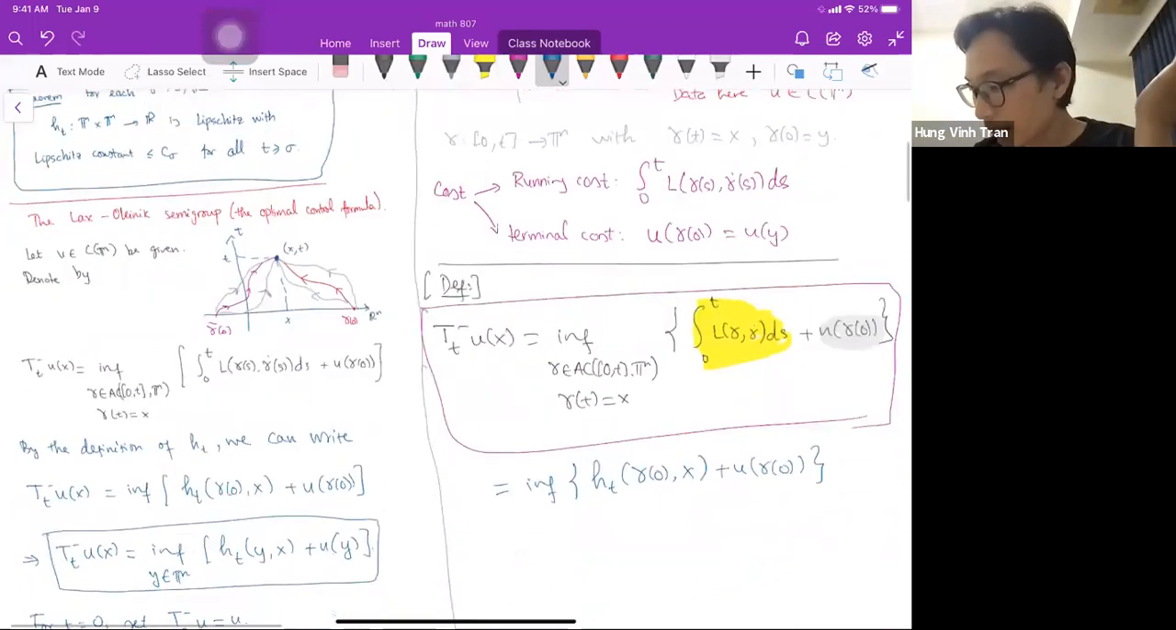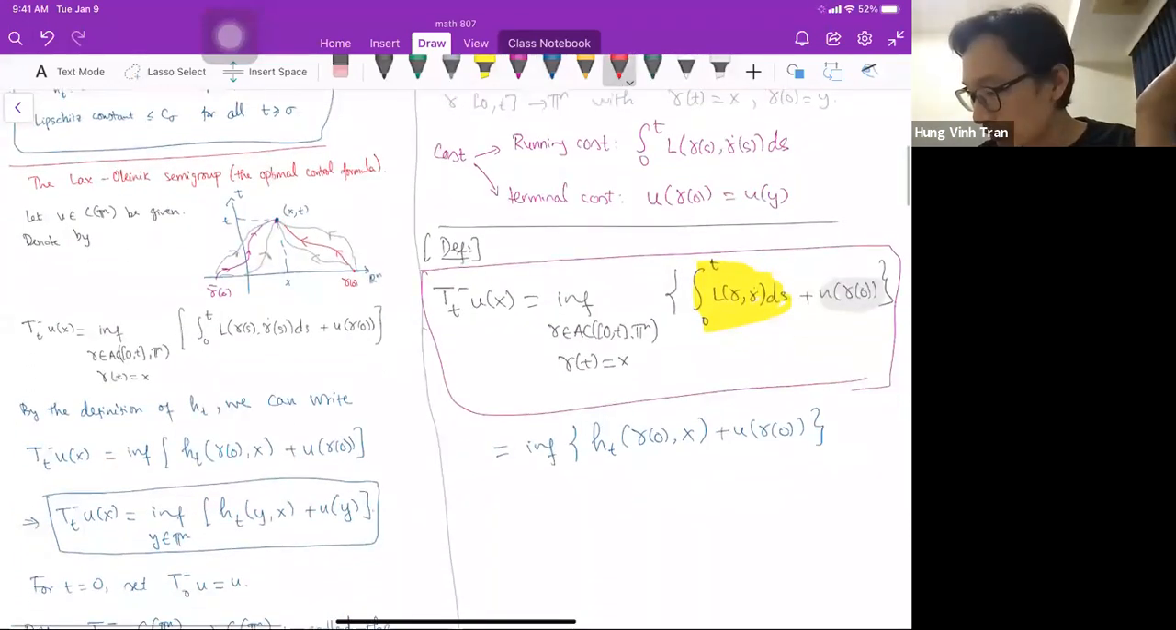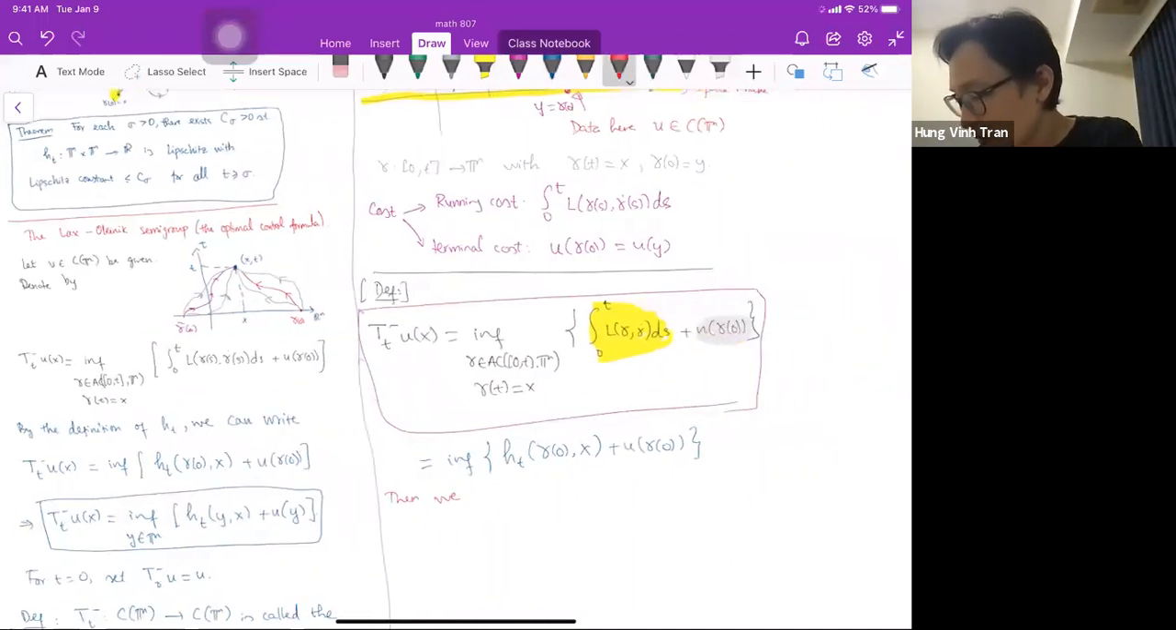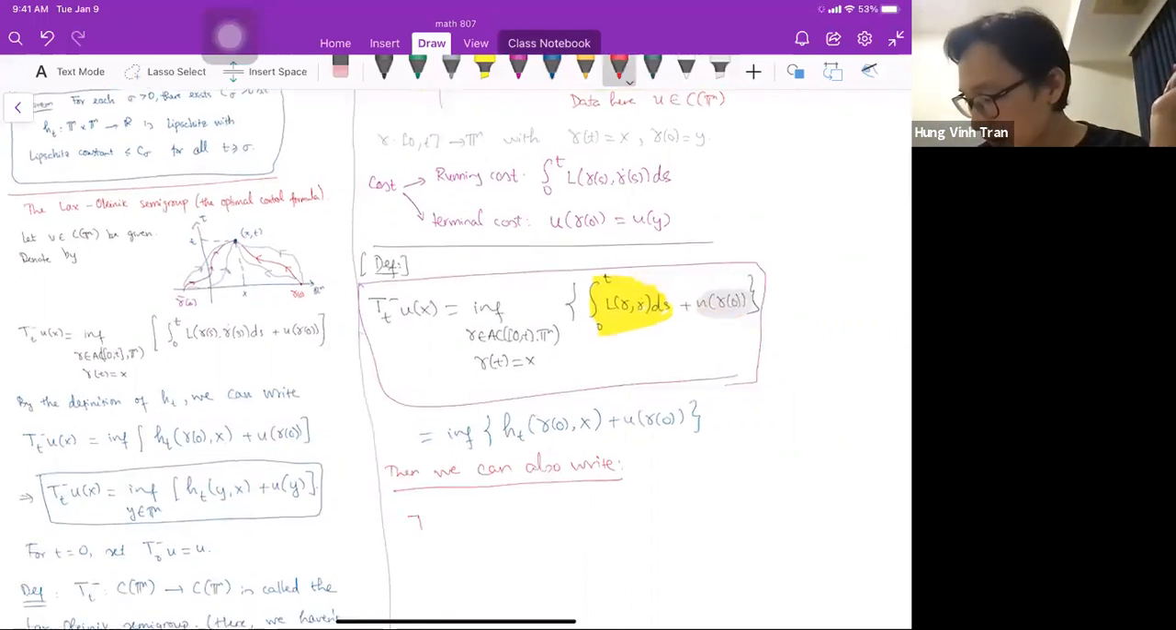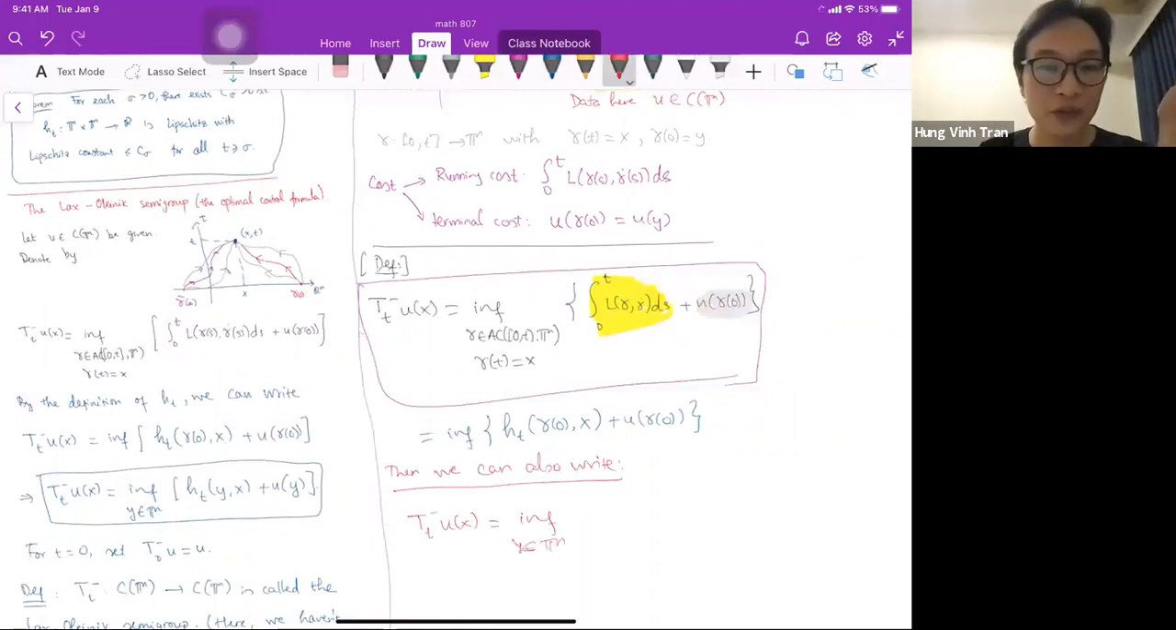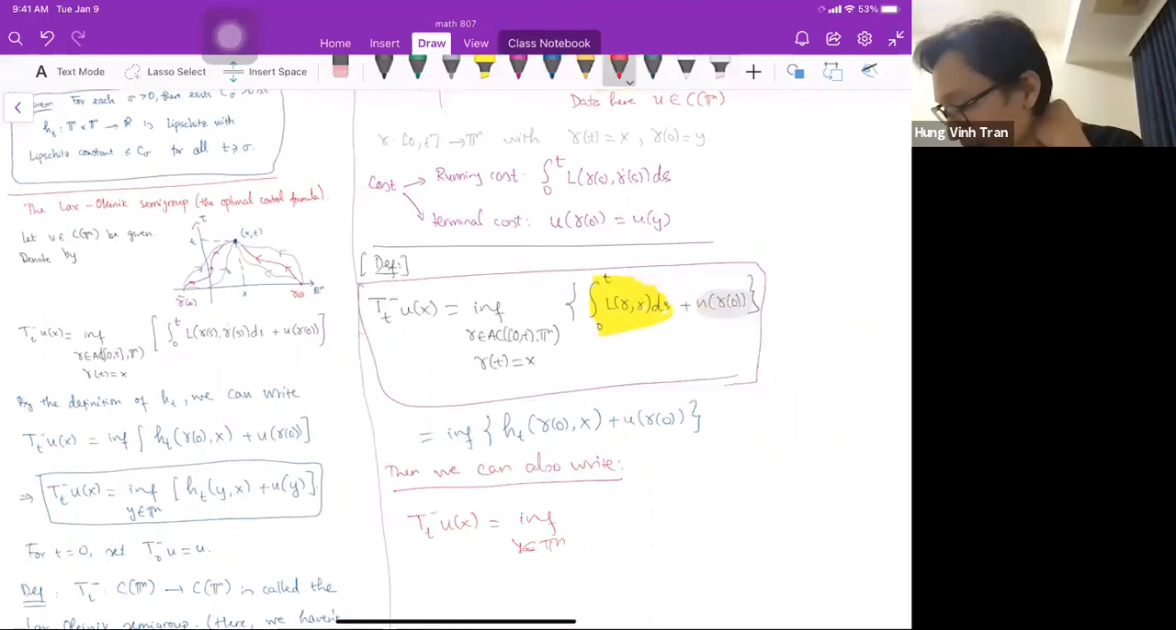So the second definition that you can also write is that instead of writing the whole explicit optimal control formula, you can write this semigroup in a more implicit and simpler way as the infimum over all y in the torus, where y here represents gamma naught, of h t of y, x plus u of y. Okay.